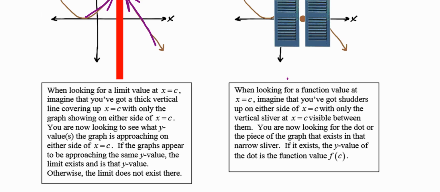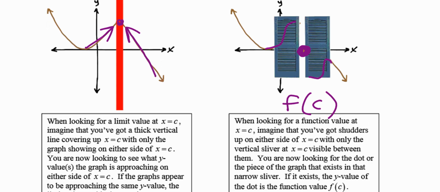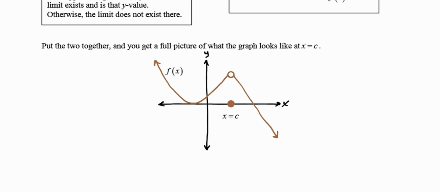When we look for a function value, we don't care what's happening around it. We don't care if it's going up here or going down here. All we're looking at is that little part, what's happening specifically at the function value. So when you put the two together, you see that this is what the graph looks like. The limit as x approaches c would be this, but the function value would be here.